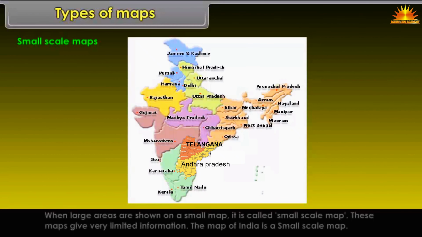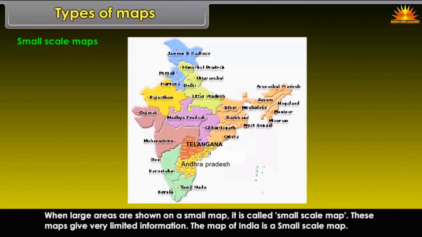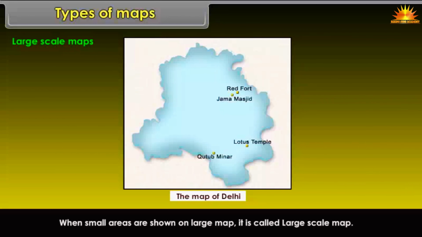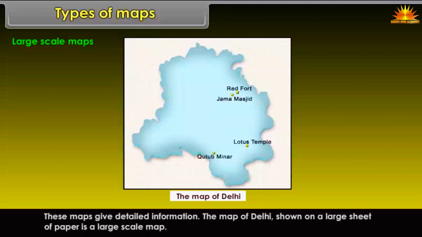Small-scale maps. When large areas are shown on a small map, it is called small-scale map. These maps give very limited information. The map of India is a small-scale map. Large-scale maps. When small areas are shown on a large map, it is called large-scale map. These maps give detailed information. The map of Delhi, shown on a large sheet of paper, is a large-scale map.